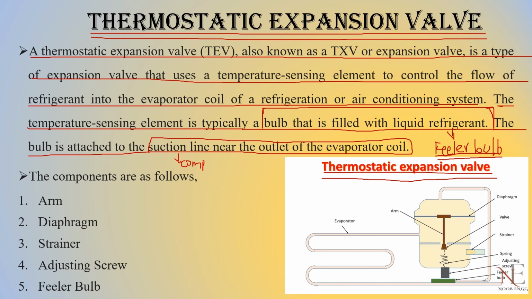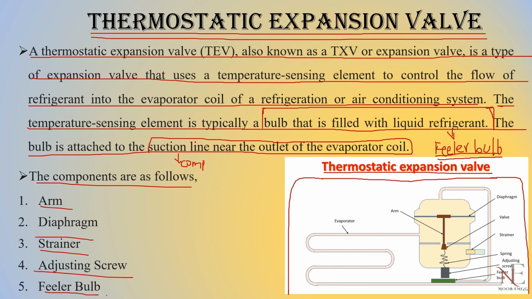And the remaining working part is the same as the automatic expansion valve. There's not much to explain, but if you have seen that, let me explain. The components are as follows: arm, diaphragm, strainer, adjusting screw, and filler bulb. You know all the working of this. Here it is given, filler bulb. That's what I was talking about. Let's move on to the big picture.